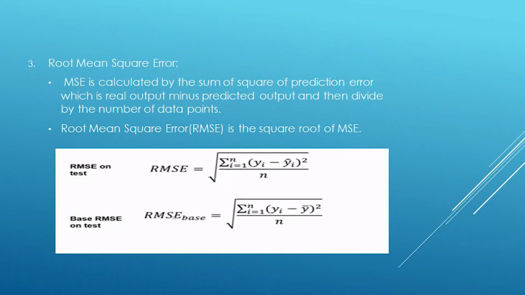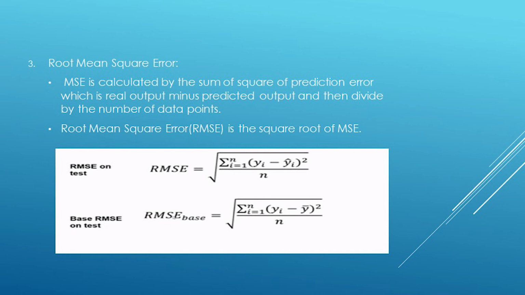The third best metric to evaluate a regression model is root mean square error. While R square is a relative measure of how well the model fits the dependent variables, the mean square error is an absolute measure of the goodness of fit. Mean square error is calculated as the sum of squares of prediction error, which is real output minus the predicted output, divided by the number of data points. RMSE is just the square root of mean square error.